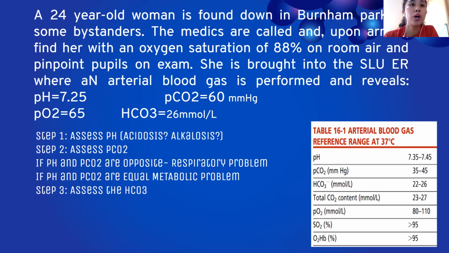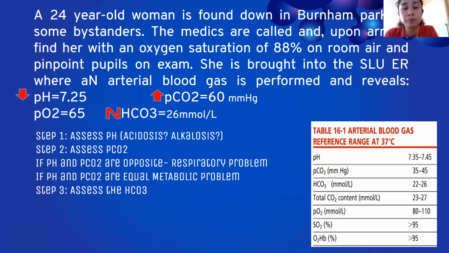Yan. So step 1, assess the pH. So get a pen and get a paper. 7.25, class, acidic or basic? Yan. Di ba? Acidic. Next class, PCO2 60. Di ba? Ang taas masyado. Yan. So assess your PCO2. And thirdly, assess your bicarbonate 26. So meron ako dito reference range sa tabi, class. That's within normal range. Yan. So mababa ang pH, mataas ang PCO2 at normal ang bicarbonate.